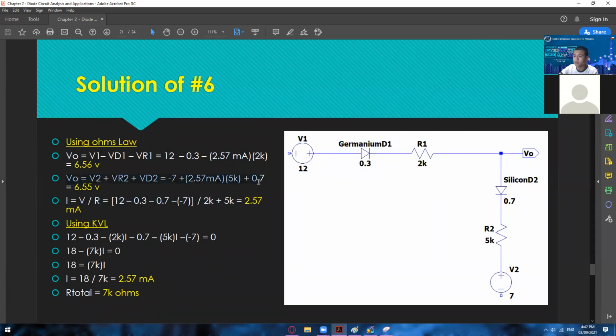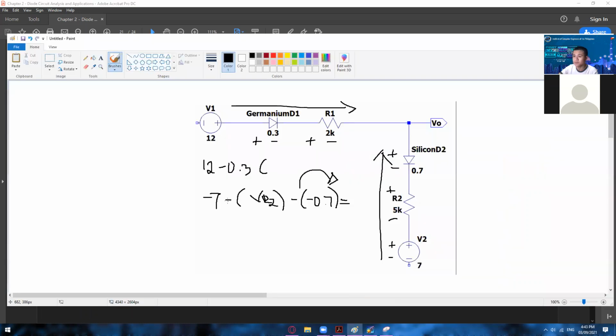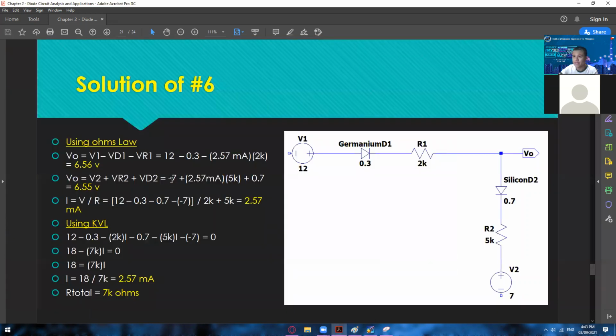And then on the lower part, we have V2 plus VR2 plus VD2. As you guys can see, we now have plus in here, since in here we have negative, and then we have negative. Oops, this one is also negative, negative there. So negative times negative will become positive, and then negative times negative will become positive again. So that is why we have -7 plus 2.57 milliamp times 5k plus 0.7 is equal to 6.55 volts.